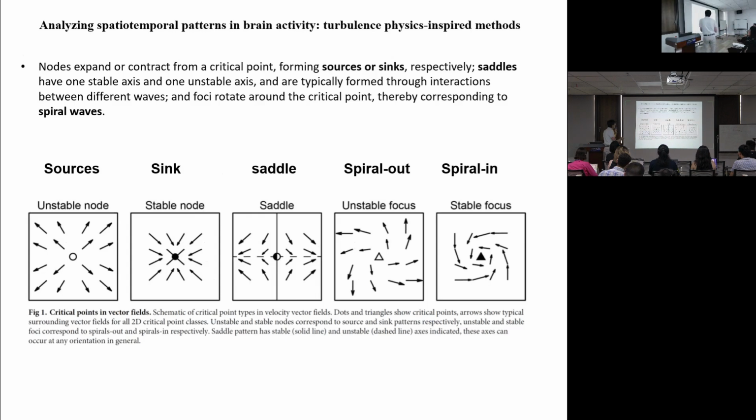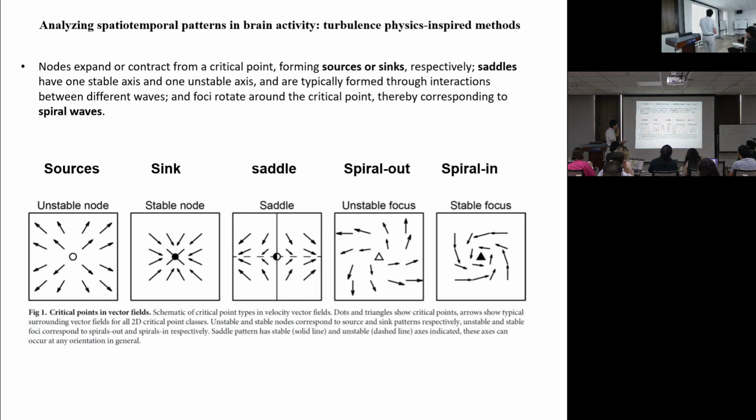This is a typical unstable node. This is a singularity point. This is an unstable node: you'll see activity flow out from the singularity point. And then we have a stable node. For this stable node, activity would flow toward the singularity point. For this reason, we call this a source, and this a sink. And then for this one, we have a saddle pattern, as you can see.